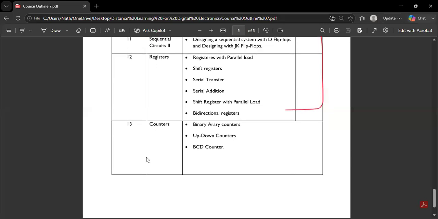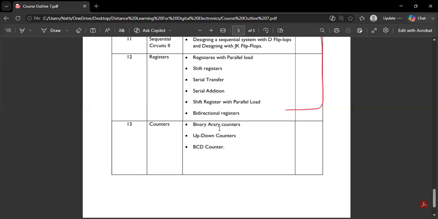And then week 13, which will be our final week, we'll deal with what we call counters. So there are several counters. Basically, a counter is just a circuit that does counting. It can count from 0 to any number you want, 0 to 10, 0 to 11, 0 to 15, all that. So there are different types of counters.